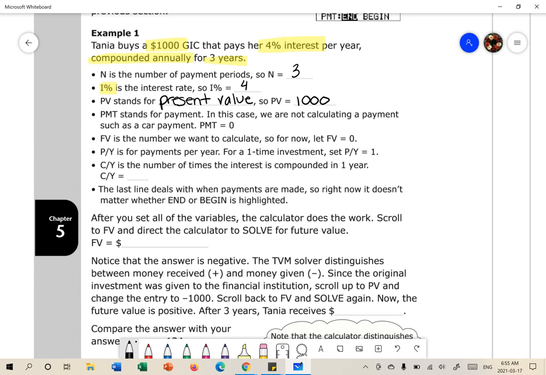CY is the number of times the interest is compounded in 1 year. So in 1 year, Tanya's GIC is only compounded once because it says that it's compounded annually. So I'm just going to write once per year. Okay, so that is the definition and understanding of all of the values on our TVM solver. So now what we're going to do is we're going to input them into the app.